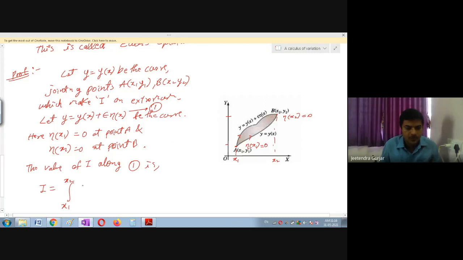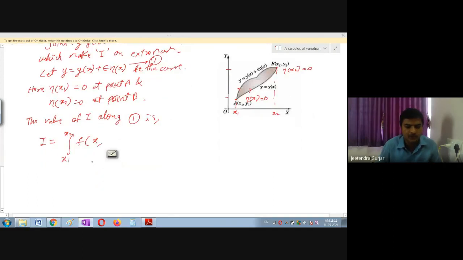So now the function is x, no change, x value they have not given, only the y value is changing. What is the y value that is changing? That is y of x plus epsilon nu of x, right? And for y dash, we just differentiate this, this is calculus we are taking here. So if you differentiate this, this will be y dash of x plus epsilon nu dash of x, right? So this is dx.